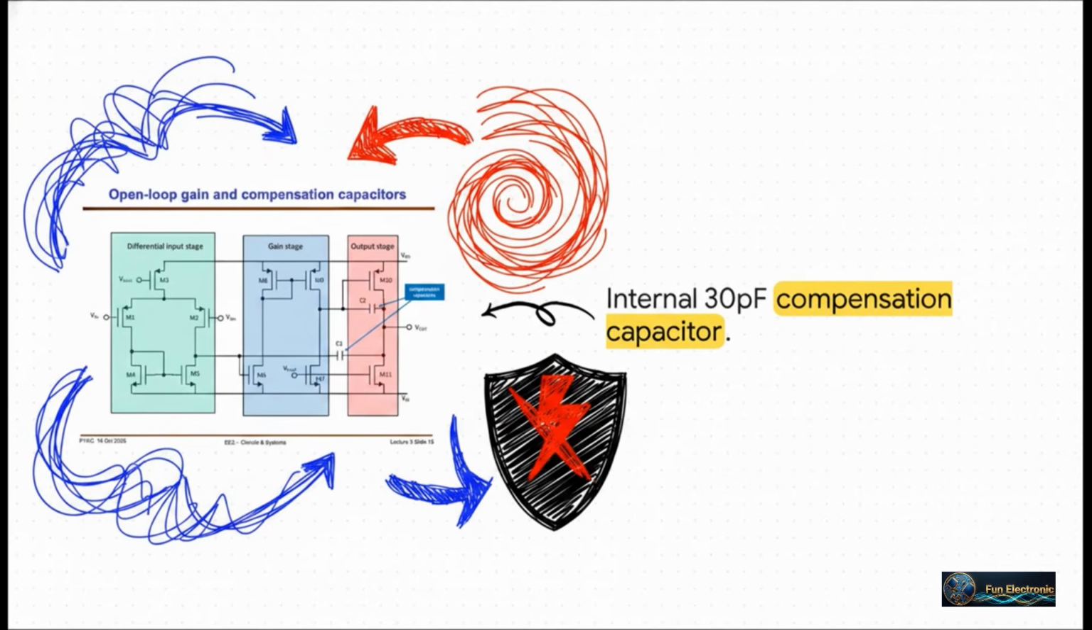And finally, we have to talk about the danger of oscillation. Because the op-amp has such massive internal gain, any slight delay in the feedback loop at high frequencies can actually turn negative feedback into positive feedback. That will instantly turn your amplifier into a wild, uncontrollable oscillator. To prevent this, designers bake a tiny 30 picofarad compensation capacitor right into the silicon. It's an absolutely brilliant design feature that intentionally drops the gain at high frequencies to maintain stability. Yes, it limits the overall speed of the 741, but it makes it incredibly reliable.